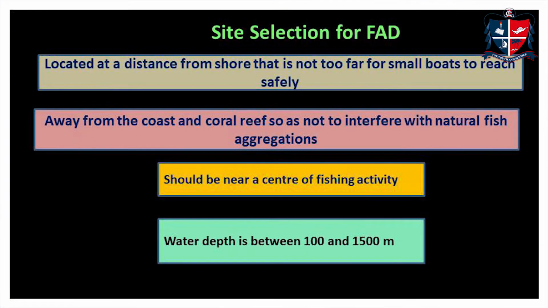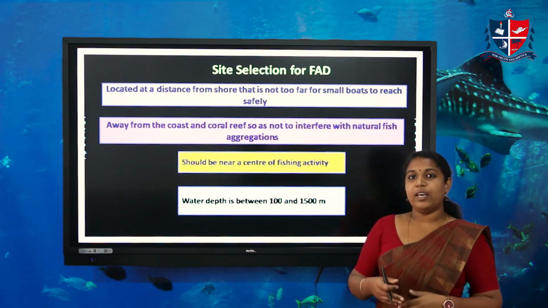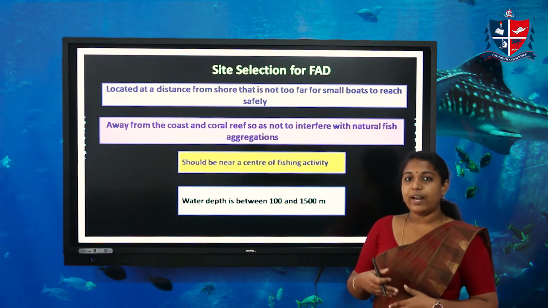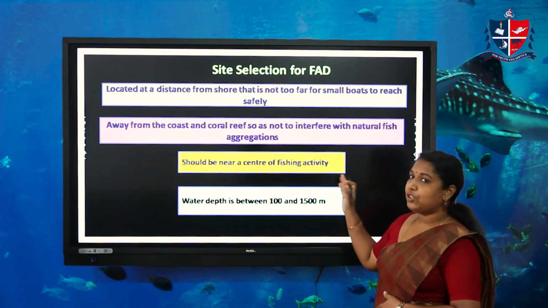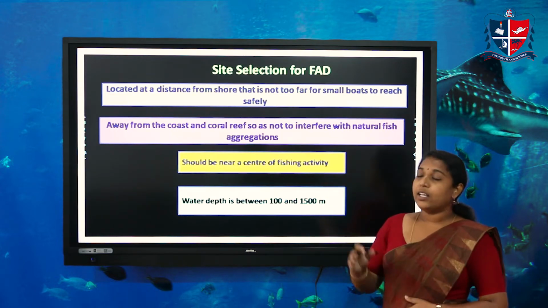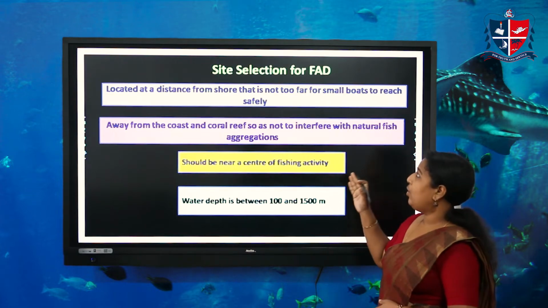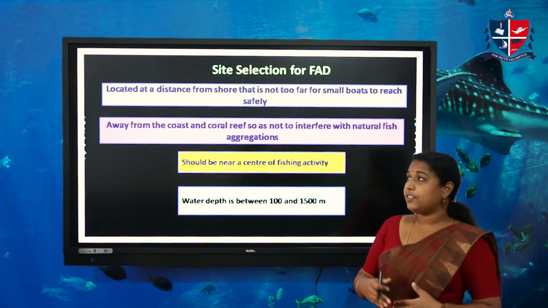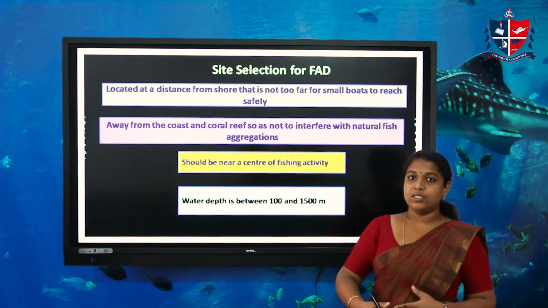Moving to the next slide, site selection for FADs. At what location do we have to fix an FAD? What are the factors to be considered while fixing an FAD? All these points should be considered. The first point is that FADs should be located at a distance from shore that is not too far for small boats to reach safely. It means that FADs should not be fixed at a long distance.